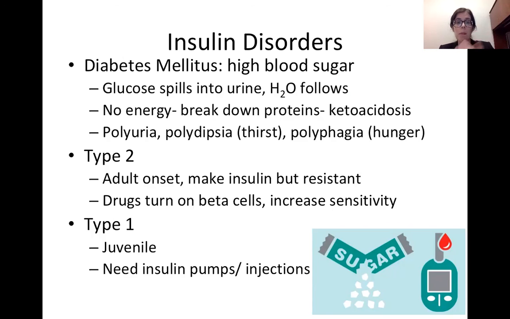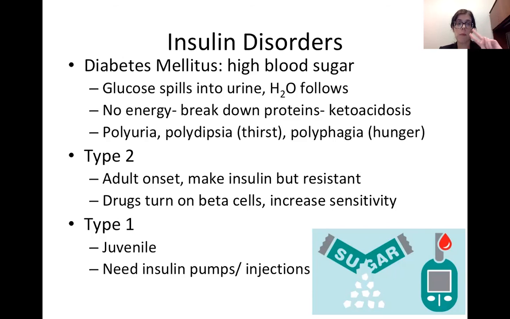If this keeps happening, we're going to not have enough energy. So if we're peeing out all of our glucose, we'll then start breaking down our proteins. This can lead to ketoacidosis of the blood. And the three major symptoms here are polyuria, so you're peeing out all that glucose, you're peeing a lot. Polydipsia, which is thirsty, you're not getting enough water because you're peeing so much. And then polyphagia, you're not using blood glucose, so you're hungry.